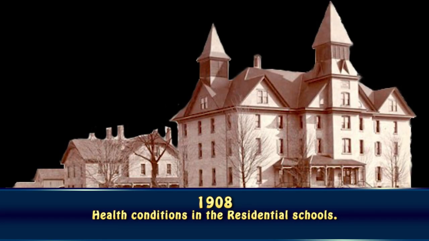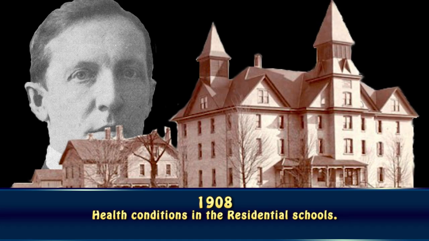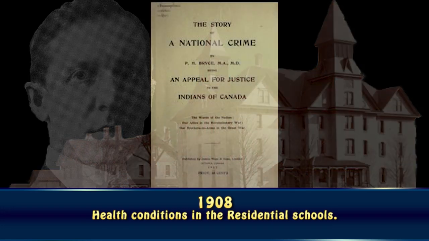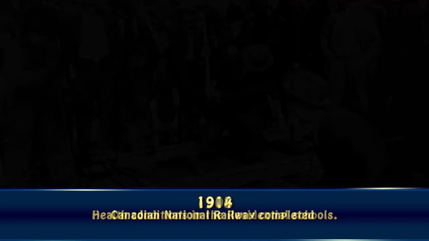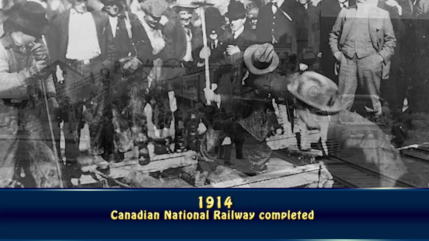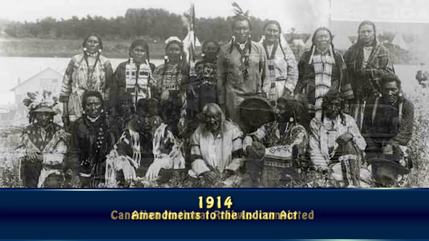In 1919, Duncan Campbell Scott abolishes the post of medical inspector for Indian residential schools. In 1922, Dr. Bryce published a complete report on these findings entitled "A National Crime." The Grand Trunk Pacific Railway completes its northern route across the Prairie provinces from Winnipeg to Prince Rupert.